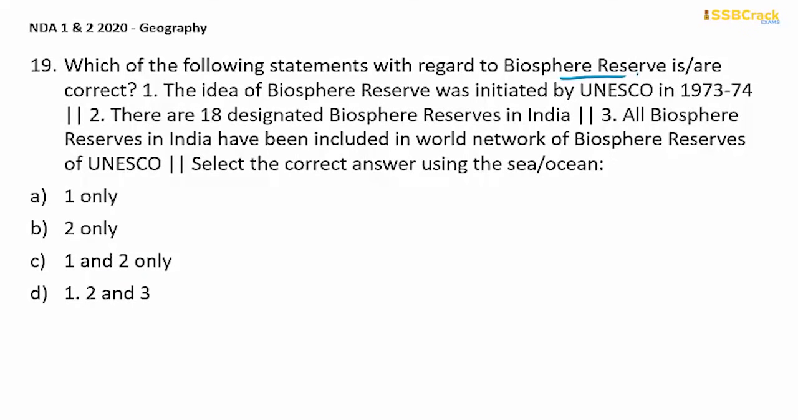You have been given three statements. The idea of biosphere reserve was initiated by UNESCO in 1973-74. The second statement says that there are 18 designated biosphere reserves in India. The third one says that all of those biosphere reserves of India have been included in the World Bank network of biosphere reserves of UNESCO. You have to tell which of these statements are actually true.